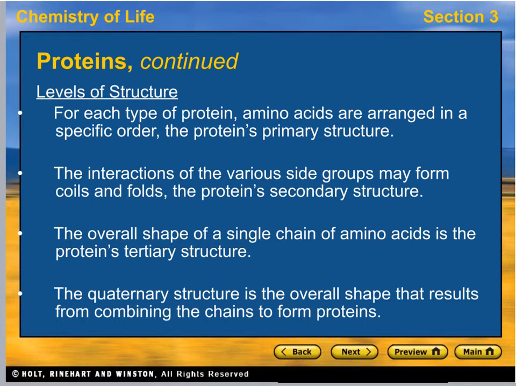For proteins, we have what we call levels of structure. The amino acids are arranged in a very specific order, and that's the protein's primary structure. Now, the interactions of various side groups that form coils and folds, these are what we call the protein's secondary structure. The overall shape of a single chain is the protein's tertiary structure, where tertiary would be like the third. And then the quaternary structure is the overall shape that results from combining the chains that form the actual protein, or this would be like its fourth sublevel.